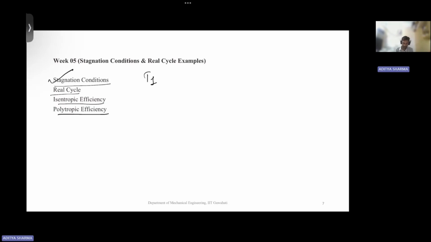Okay. So in place of T1, we will have T naught 1. In place of H1 enthalpy, we will have H naught 1. H naught 1 is basically representation of stagnation. So this is stagnation. Then is your real cycle.